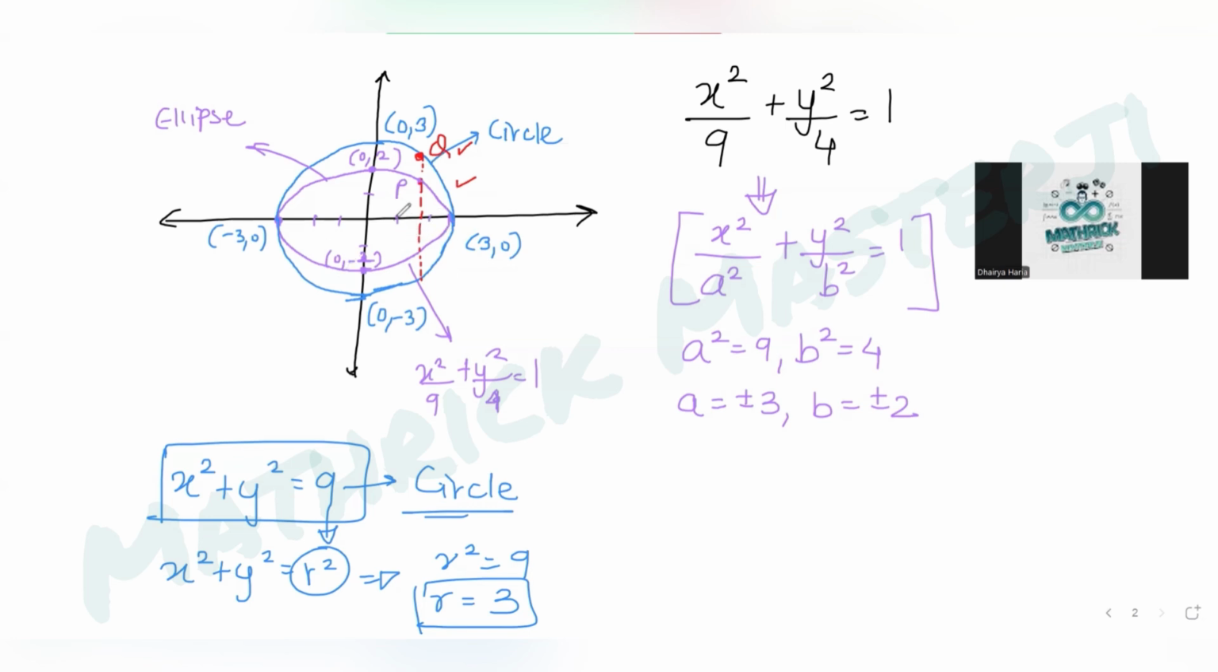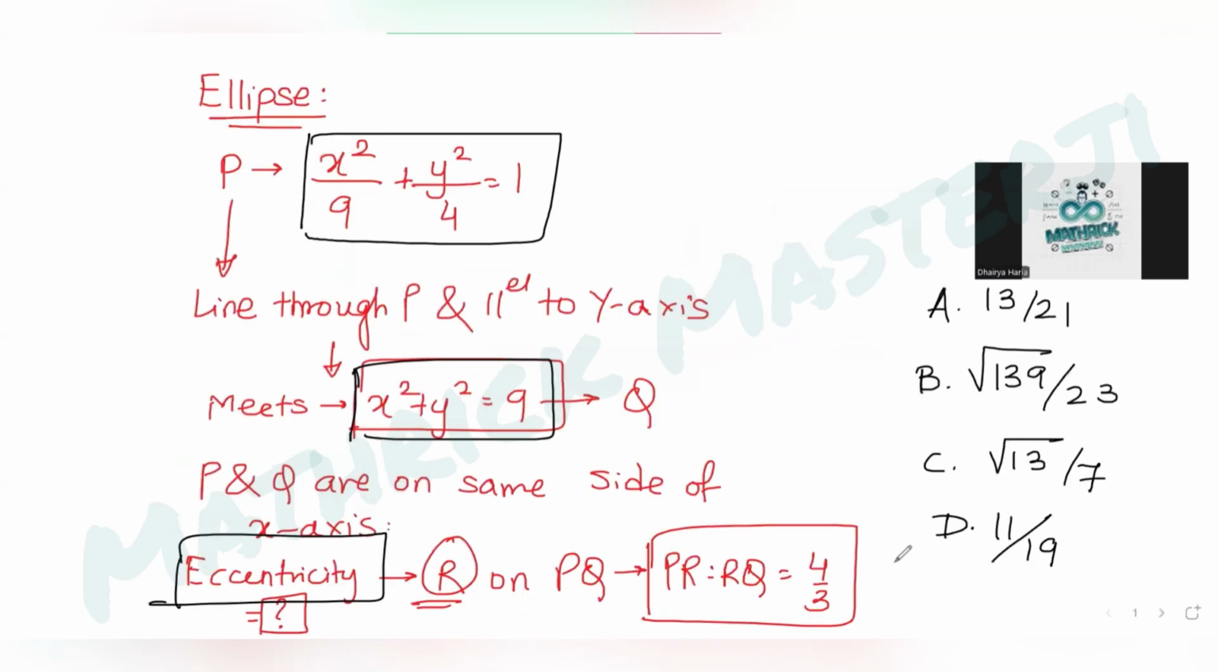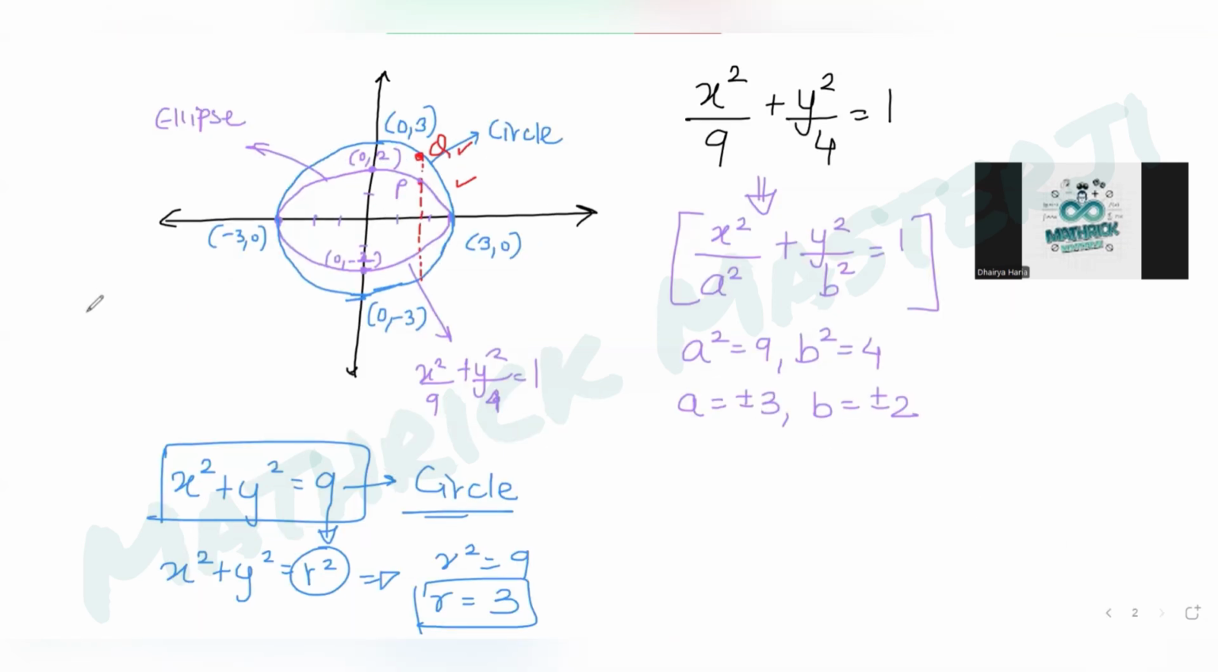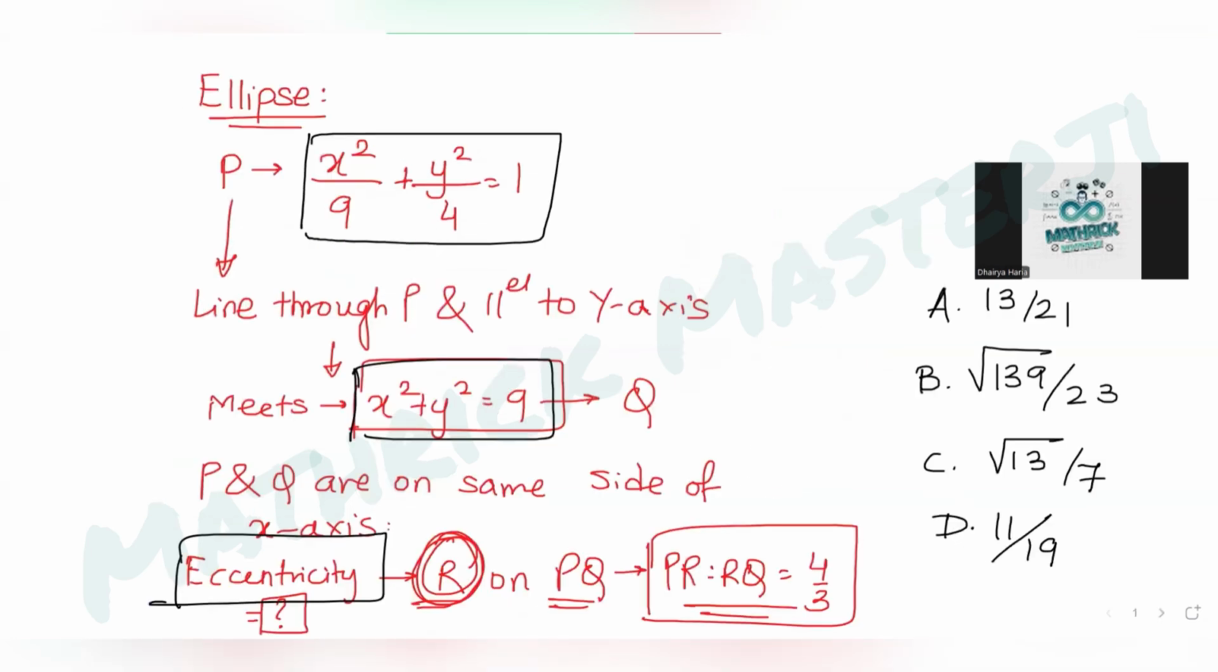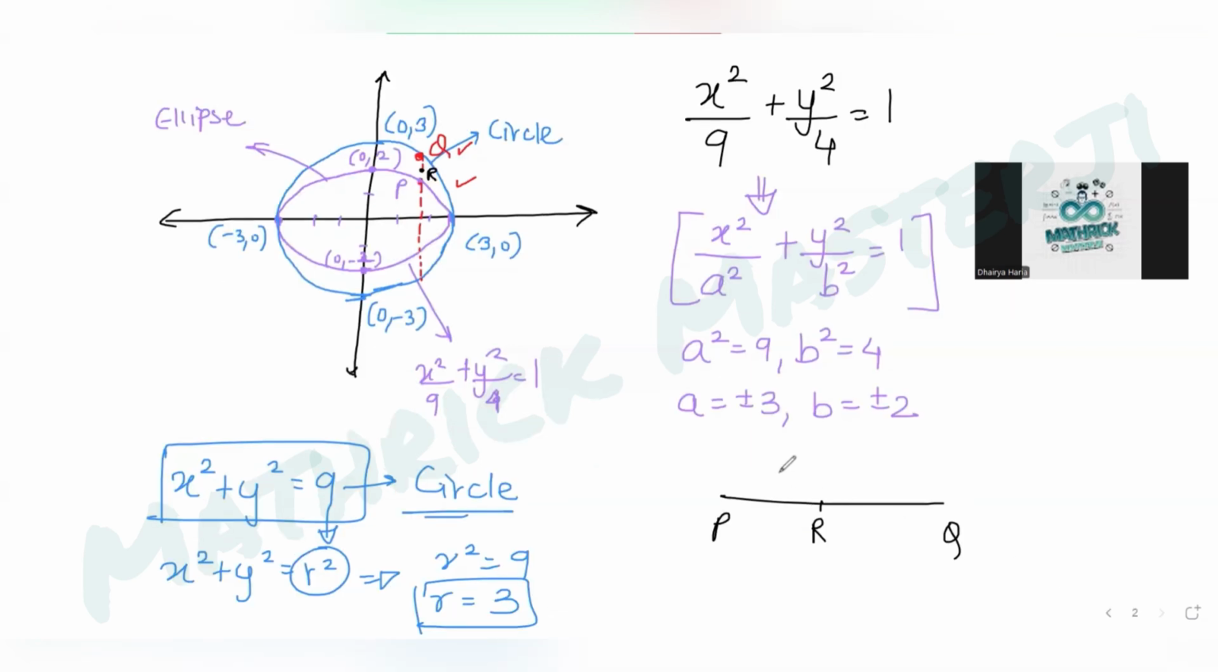And further, the question asks me to find the eccentricity of the locus formed by this point R, which is on PQ, such that PR is to RQ is 4 is to 3. That means I have to form the locus of the point R. Here somewhere R is cutting PQ in the ratio 4 is to 3. So that is the ratio given to us. Let's try to find the coordinates of R.